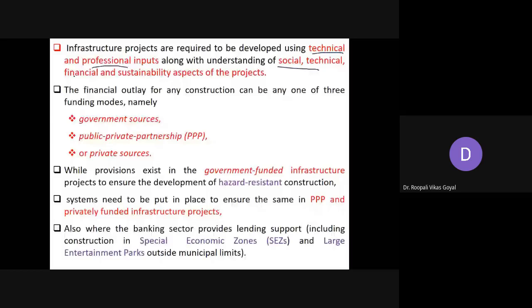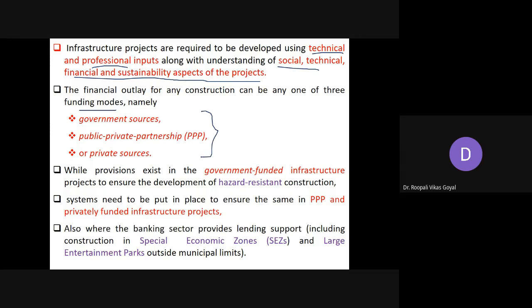So the financial outlay for any construction can be from any of the three funding modes. जो भी नॉर्मली हमारे यहाँ पे जो इंफ्रास्ट्रक्चर बनता है, ब्रिजेस या वाटर सप्लाई के रिलेटेड वॉट एवर, दैट आर हैविंग थ्री बेसिक फंडिंग आउटले. फर्स्ट इज गवर्नमेंट सोर्स, सो गवर्नमेंट जो बनाते हैं. नेक्स्ट इज पब्लिक प्राइवेट पार्टनरशिप, दैट इज कॉल्ड एज PPP. एंड थर्ड इज फ्रॉम द प्राइवेट सोर्सेज.